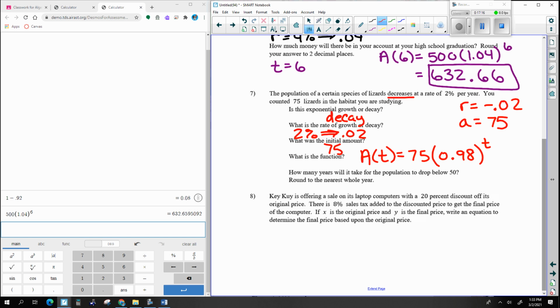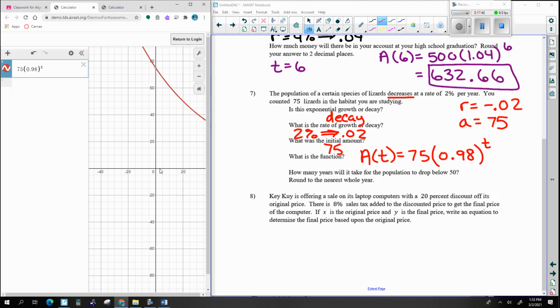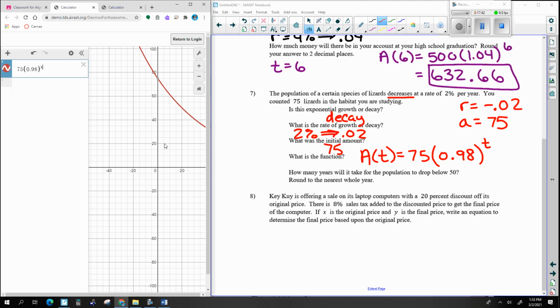How many years will it take for the population to drop below 50? Okay, drop below 50. I'm going to use my calculator on this one. Okay, so let's graph this guy. So right now we have 75, 0.98 to the t. I'm going to call it the letter x. Okay, and then what I'm also going to graph is the number 50.